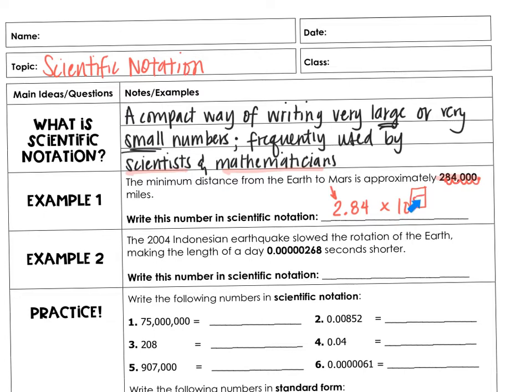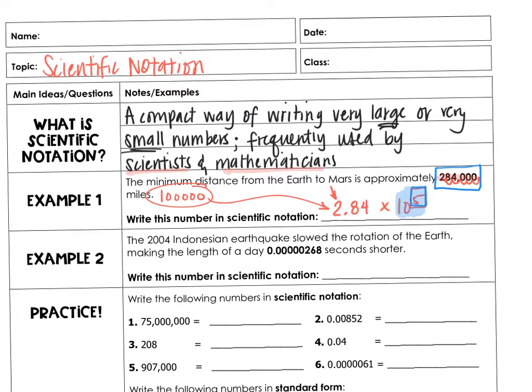So 10 to the fifth power, which is 1 with 5 zeros behind it, multiplied to 2.84 will make 284,000. Now it is a positive 5 because the number 284,000 is in the thousands. It is larger than 1. Therefore, it is multiplying to numbers that are in the thousands and numbers that are larger than 1.